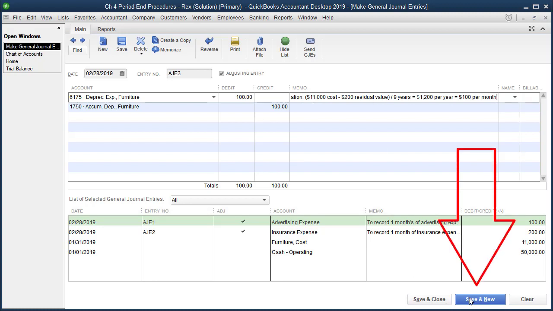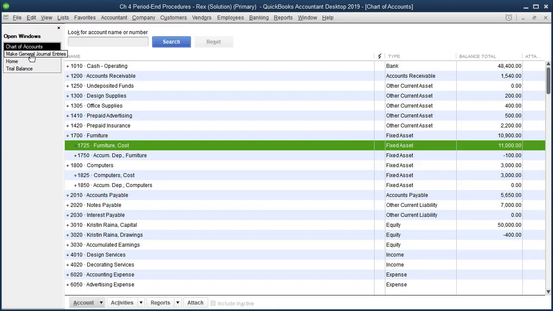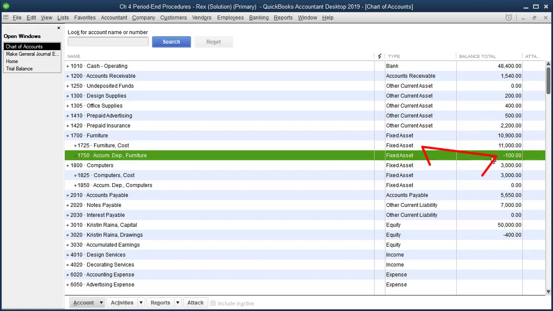I'm going to click Save and New. And then the next one we will do is AJE4. But first, let's check a few things. Let's go to the chart of accounts and see what has changed. Notice furniture cost is still the same, $11,000, but we now have this accumulated depreciation. It's a negative because it lowers the value of our furniture.